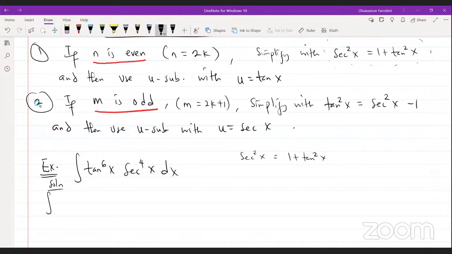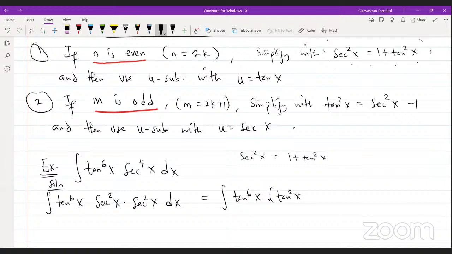I have the integral of tan to the 6th power of x. So I'm simplifying with secant, so I have to break the secant guy down: secant squared x times secant squared x dx. And this is just the integral of tan to the 6th power of x. What is secant squared? That guy is just like tan squared x plus 1. Of course, addition is commutative. That means 1 plus 2 is the same thing as 2 plus 1. So 1 plus tan squared x is the same thing as tan squared x plus 1. So right here, I have a secant squared x dx.